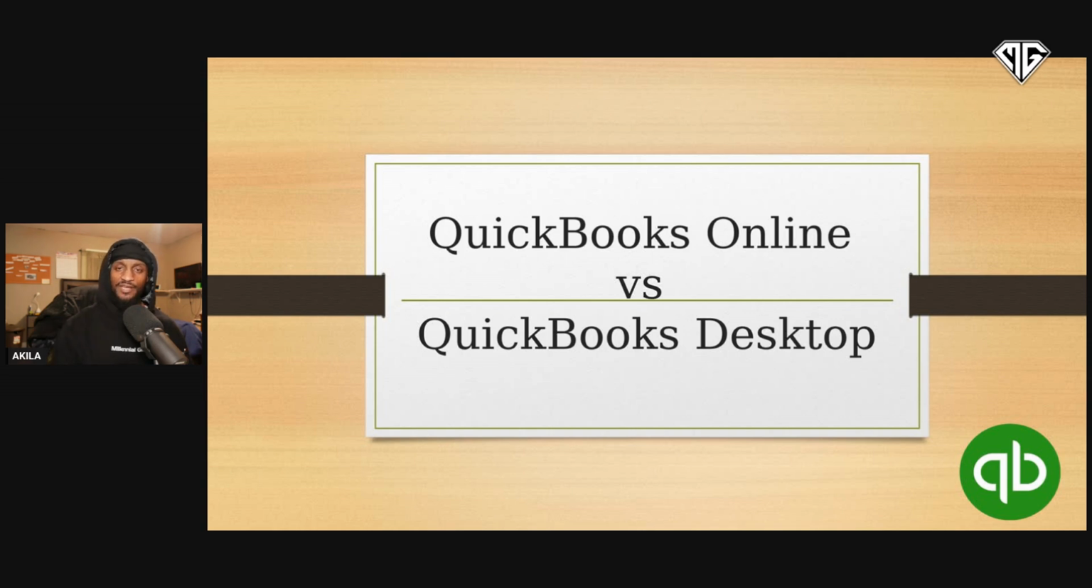I am a certified QuickBooks Pro Advisor, and I help business owners like you organize your financial transactions. So today we're going to talk about QuickBooks Online, QuickBooks Desktop, and determine which one is best for your business.